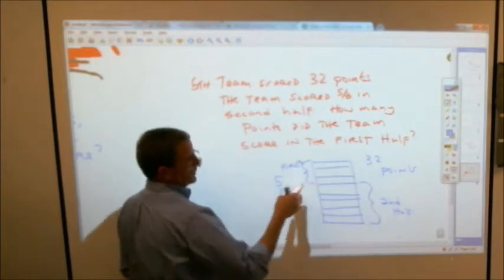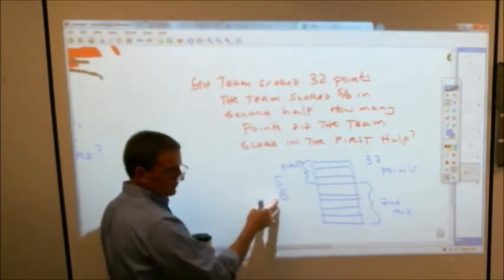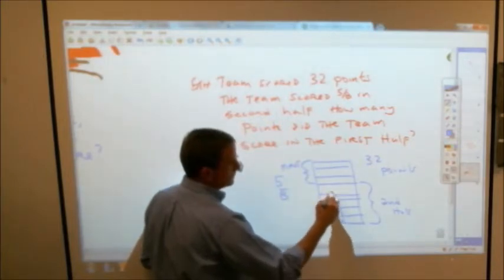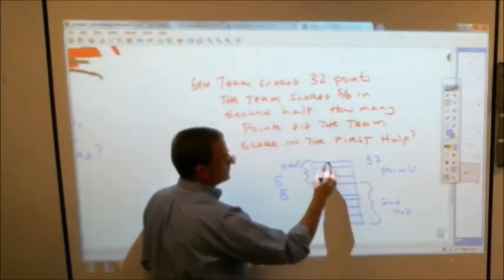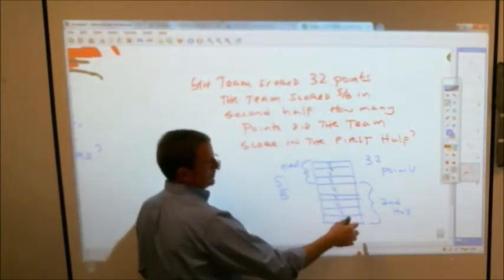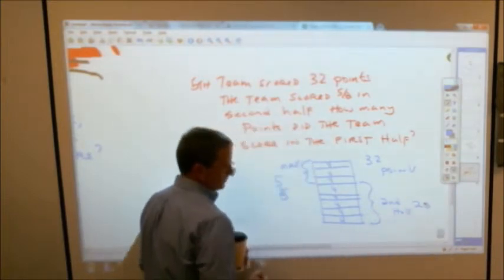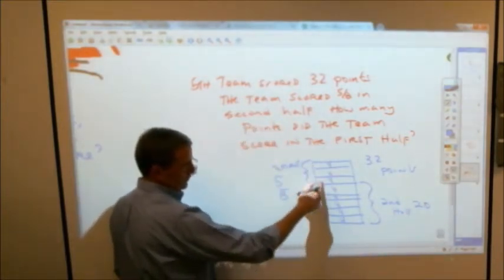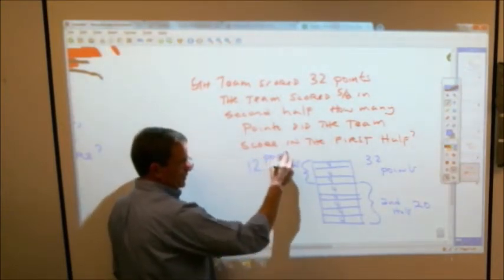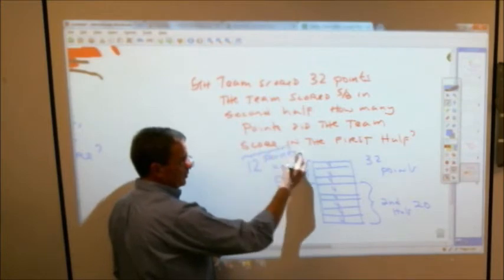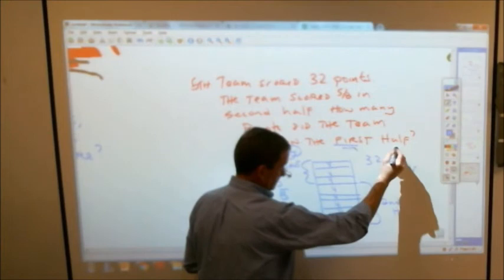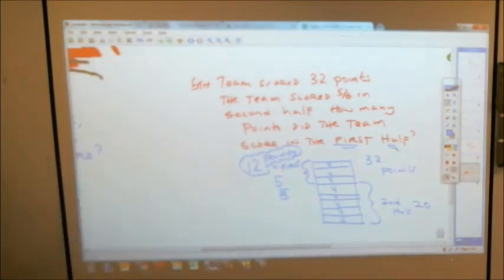If you take 32 and cut it into 8 pieces, each piece is, anybody? 4. So in the second half, they would have scored 5 4s, which is 20 points. But in the first half, they scored 3 4s, which is 12 points. Either way you want to look at it, however you want to go about it, just know that you need to answer the question they ask, not the question that you think they ask.